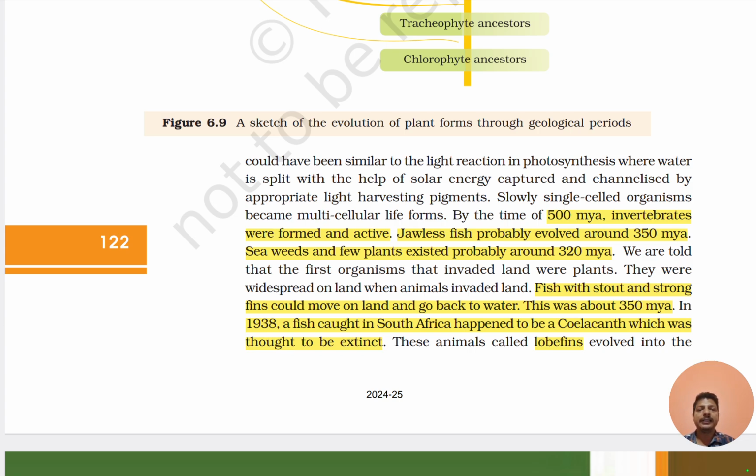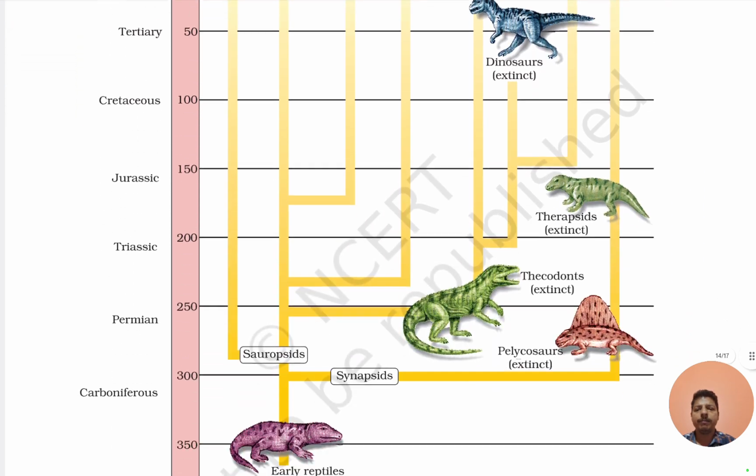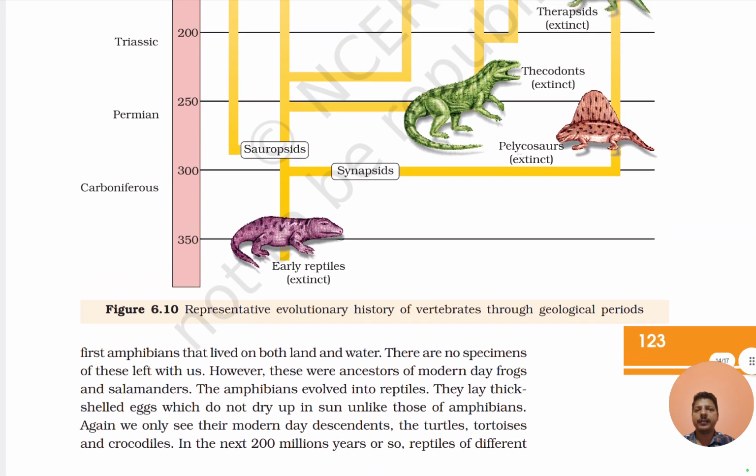Seaweeds and a few plants existed probably around 320 million years ago. And fish with stout and strong fins could have moved on land and gone back to water. This was about 350 million years ago. In 1938, a fish caught in South Africa happened to be the coelacanth, which was thought to be extinct. These animals called lobefins evolved into the first amphibians that lived on both land and water.